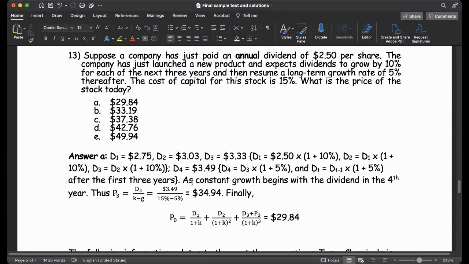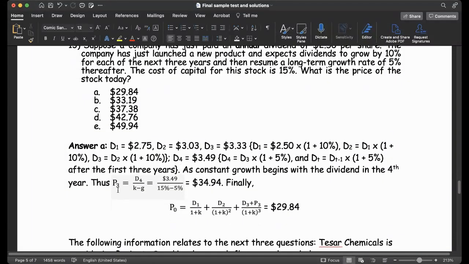As constant growth begins with the dividend in the 4th year, we can calculate the horizon value or terminal value, P3. This is our second step, calculating Pn, which is P3 here, which is Dn plus 1, D4 here, over R minus G or K minus G. D4 is 3.49, which we just calculated. R or K is 15%. G should be G2 here because we're discounting all the dividends in the second stage to time 3, so we use 5% as G. The horizon value is 34.94. This is our second step.